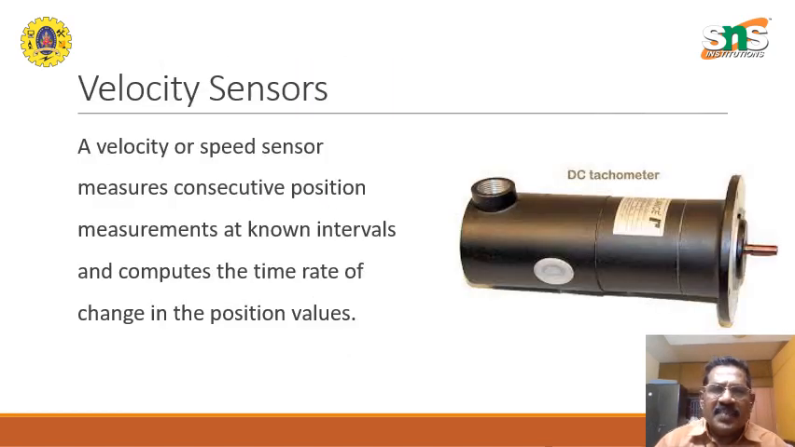You also have velocity sensors. A velocity or speed sensor takes position measurements between known intervals and computes the rate of change of position with time. This is how, in cricket, it is used to find out the speed at which the ball has been bowled from the bowler's end to the batsman's end. Within two intervals it senses and then finds the velocity. This is the DC tachometer.